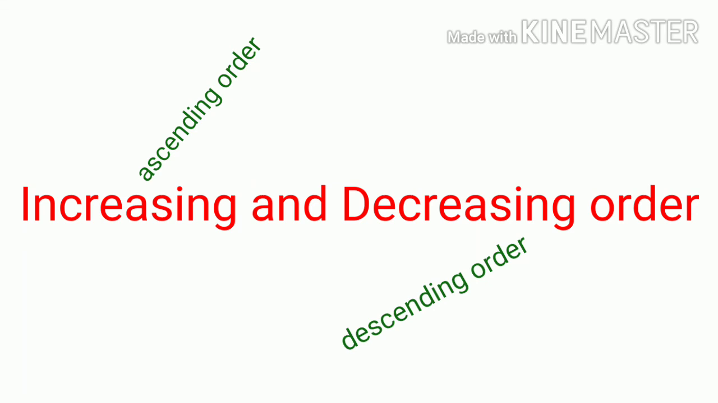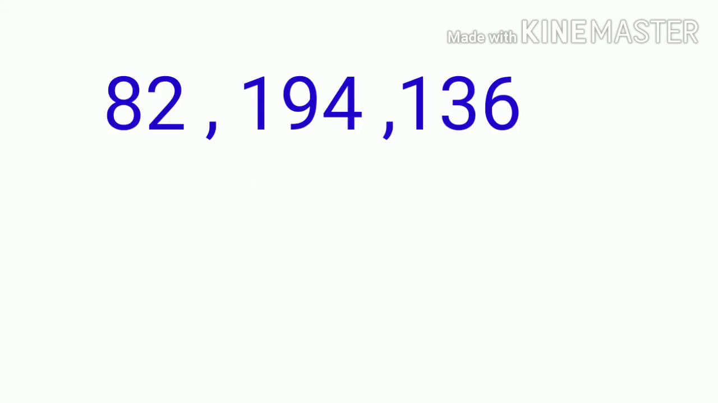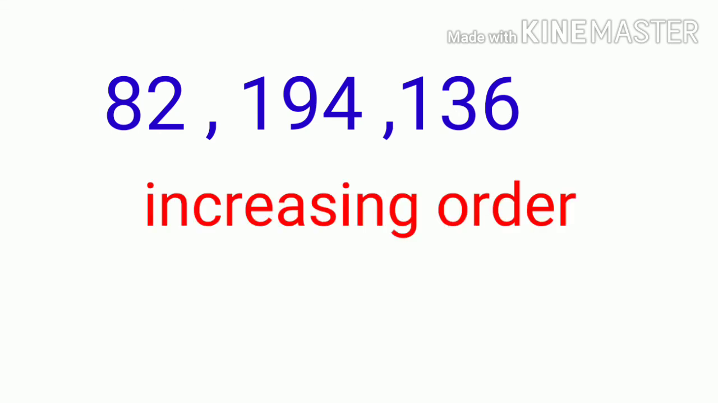Let us solve one problem. Here we have three numbers 82, 194 and 136. We have to arrange these numbers in increasing order or ascending order. We know in ascending order we have to arrange the numbers from smallest to greatest. So first we will find out the smallest number. Here 82 is a 2-digit number. So we can say that 82 is the smallest number because the other two numbers are 3-digit numbers.